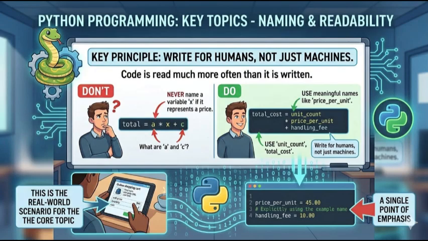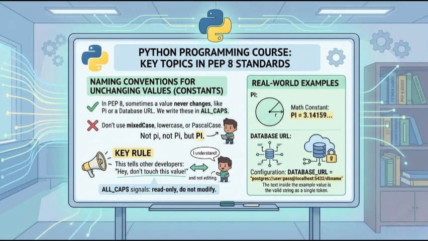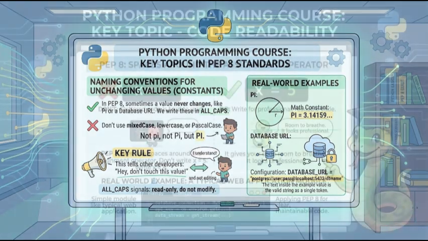Never name a variable x if it represents a price. Use price_per_unit. Code is read much more often than it is written. Write for humans, not just machines. Sometimes a value never changes, like pi or a database URL. In PEP8, we write these in ALL_CAPS. This tells other developers, hey, don't touch this value.